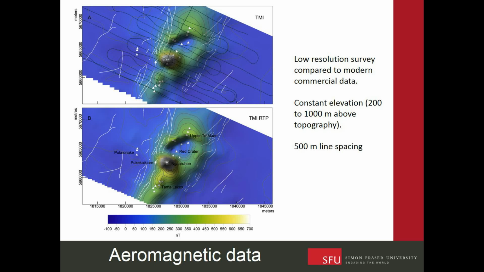Then looking at the mag data, compared to a lot of the data we've seen here, this is very low-tech mag data. It's pretty poor resolution. It was flown probably at constant elevation, but because of the huge topography changes, we've got probably between 200 to 1,000 meters actually above topography, depending where on the flanks of the volcano you were.